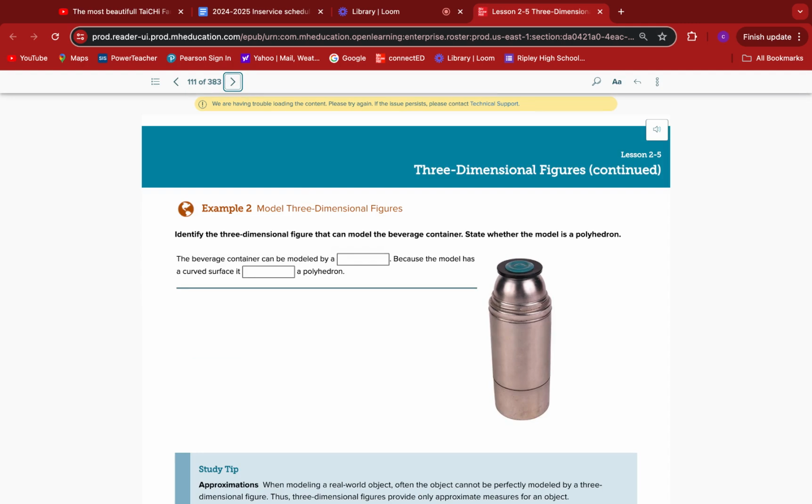We're going to be on page 109 of your workbook on example number 2. All right, model three-dimensional figures. Identify the three-dimensional figure that can model the beverage container. State whether the model is a polyhedron. Well, this is definitely not a polyhedron because it's a circular base at the top, a circular base at the bottom. This is a cylinder. Curved surface, so I guess they want, it is not. Okay, so it's not a polyhedron.